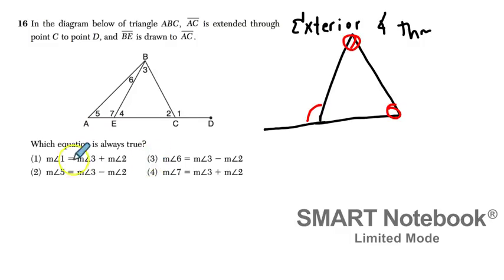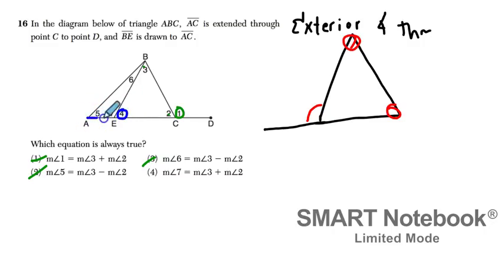And if we go through each of these, 1 is an exterior angle, 3 is a remote interior angle, but 2 is adjacent, so that's not a remote interior angle, so 1 is out. 5 is not an exterior angle, so that's out. 6 is not an exterior angle, so that's out. And so 4 is our answer, so here's why.